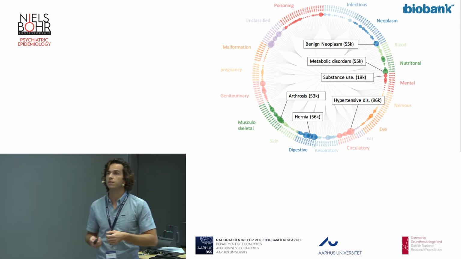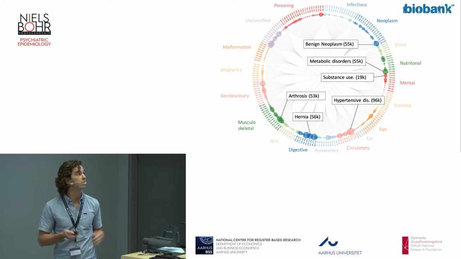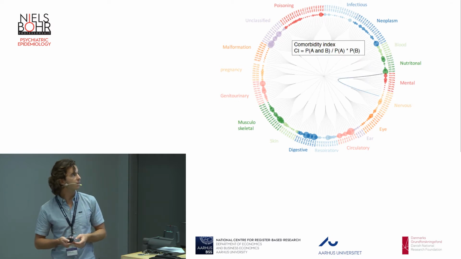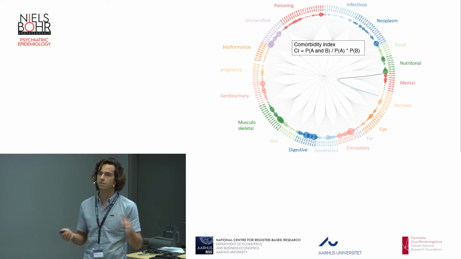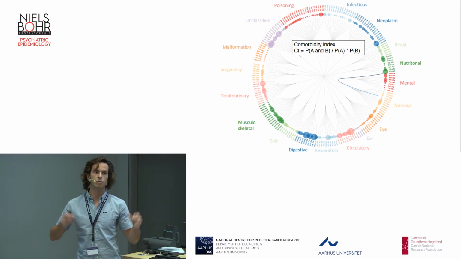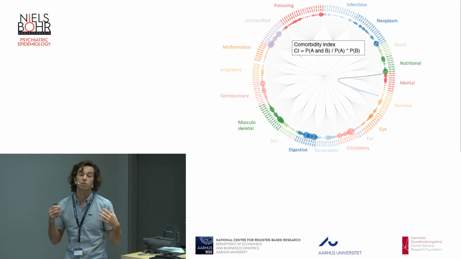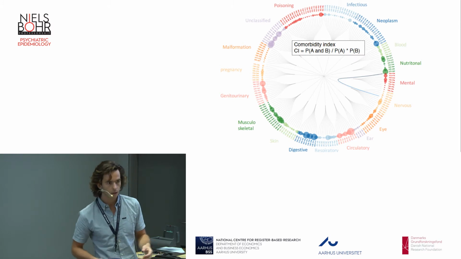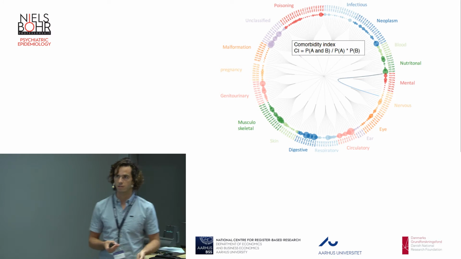And concerning mental disorders, we've got mental disorders due to substance use with about 20,000 people concerned. And then I computed what we call the Comorbidity Index. So it's basically a comparison of the number of times you observed a pair of diseases compared to what we could expect by chance. So basically, if you have a comorbidity index of 10, it means that you observe this pair of diseases 10 times more than what we could expect by chance, all right?